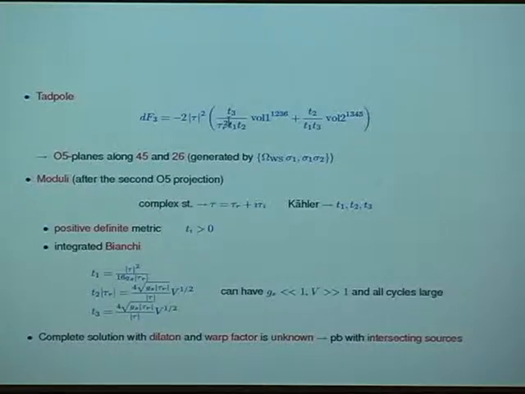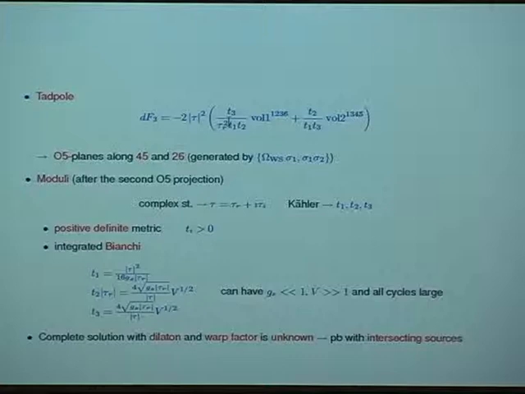Once we impose this extra projection on the moduli, we are left with 3 Kähler moduli and 1 complex structure modulus. There are some extra constraints on these moduli. For instance, the positivity of the metric imposes that all the Kähler moduli must be positive. And if we look at the integrated Bianchi identity, so at the global charges of our fluxes, we see that actually the Kähler moduli are not independent. They all depend on the complex structure one.